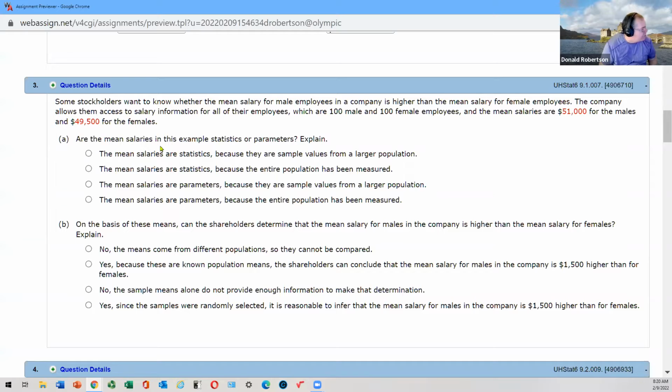Are the mean salaries in this example statistics or parameters? Okay, in that story where they went into the records and they found out the mean salary, statistic or a parameter? Parameter. Right, it came from everybody, right? And then when you do parameters, then you look at which one of these. Where is the parameter? Yeah, the one we're going to use is that one. And why that one? Because they used the entire population.